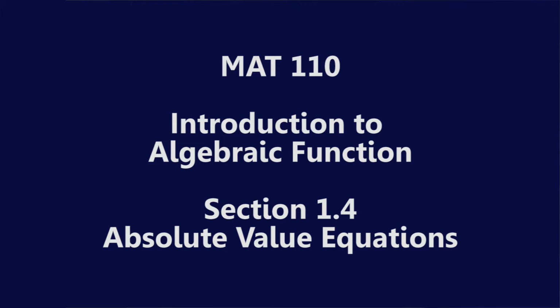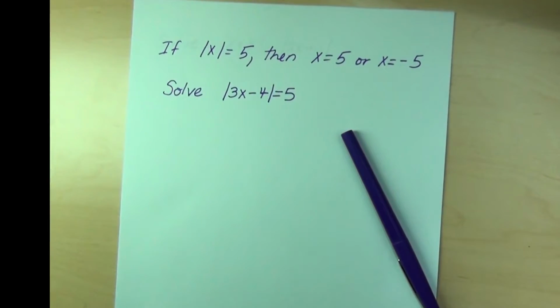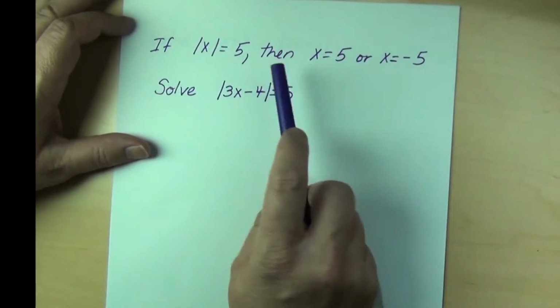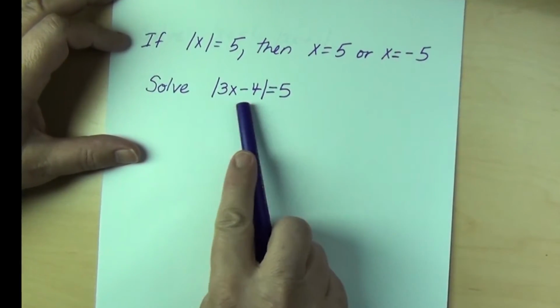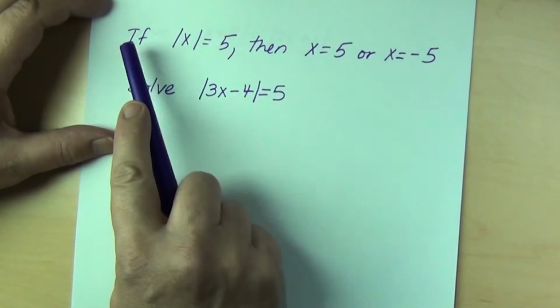Section 1.4, Solving Absolute Value Equations. The first example I'm going to do is the absolute value of 3x minus 4 equals 5. But before we do that, let's review the absolute value.